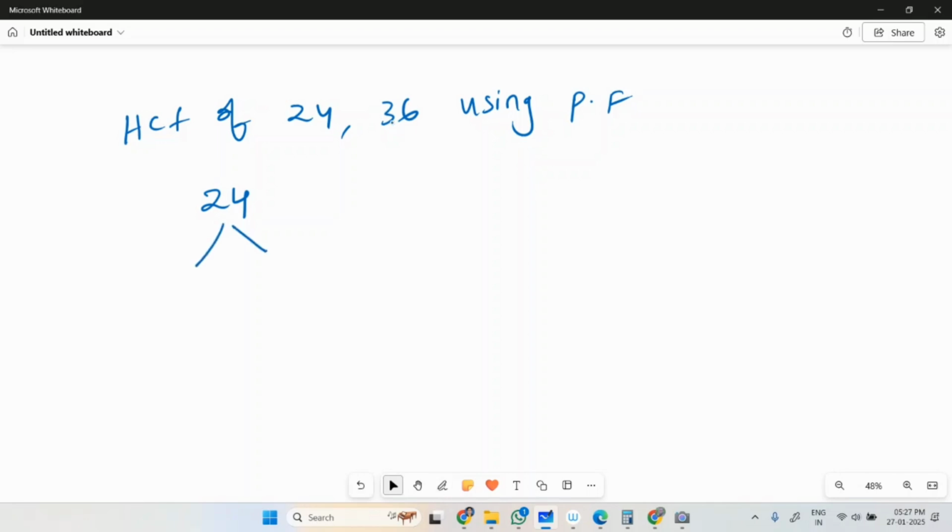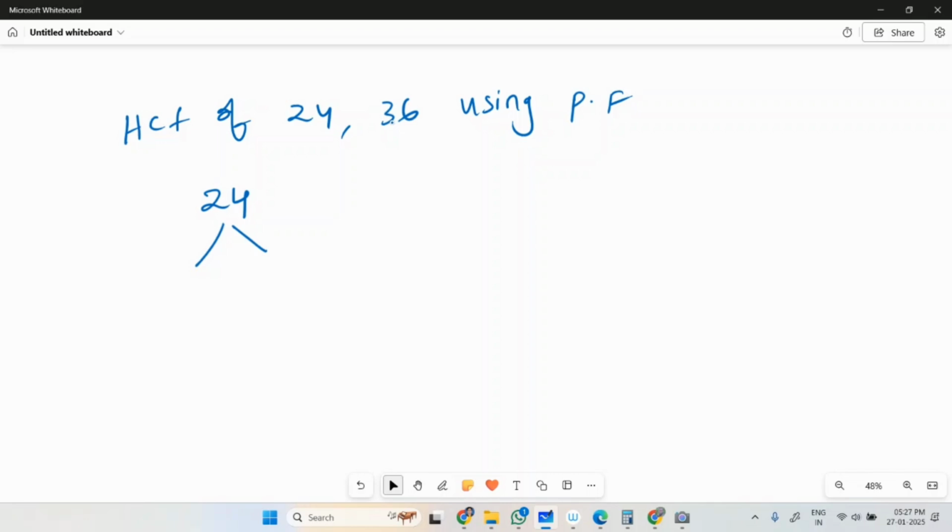Let's say HCF of 24, 36 using prime factorization. Now, first we will find out the prime factors of 24, not normal factors. 24 prime factors using factor tree we are doing now.